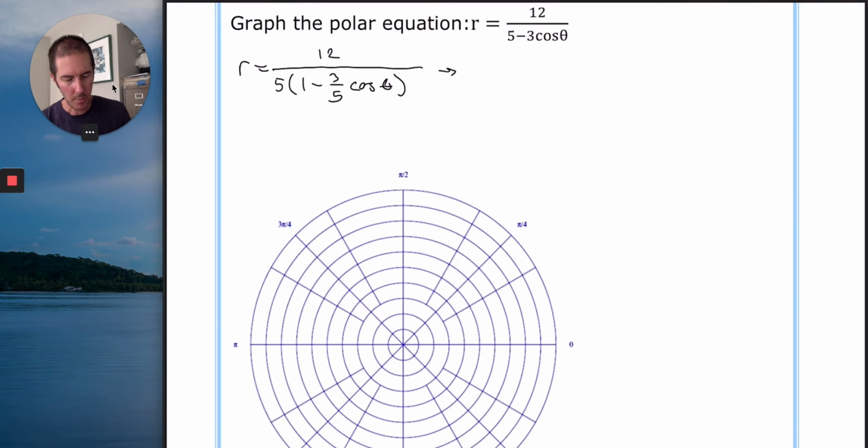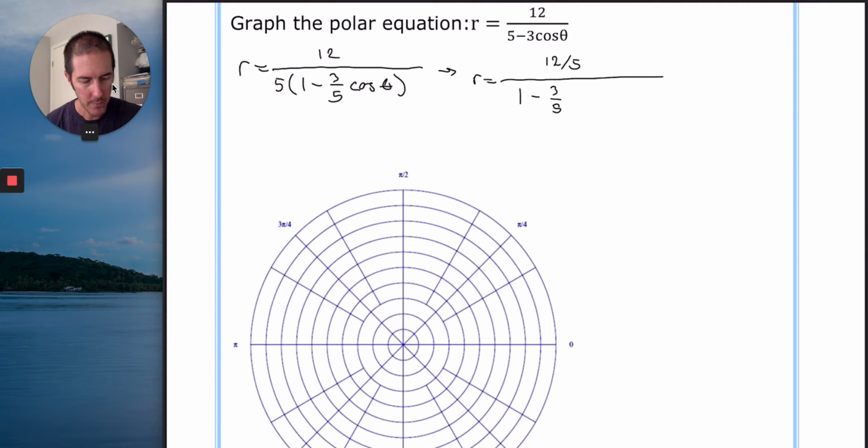In the previous problem, we were able to very cleanly divide or reduce the numerator with the factor that we pulled out in the denominator. This one's not so nice, so what we're going to do is end up with a 12/5 in our numerator, and we know that we're going to have to contend with that later as we're calculating our p-value, and in the denominator, 1 minus 3/5 cosine theta. The 3/5 is our e value.